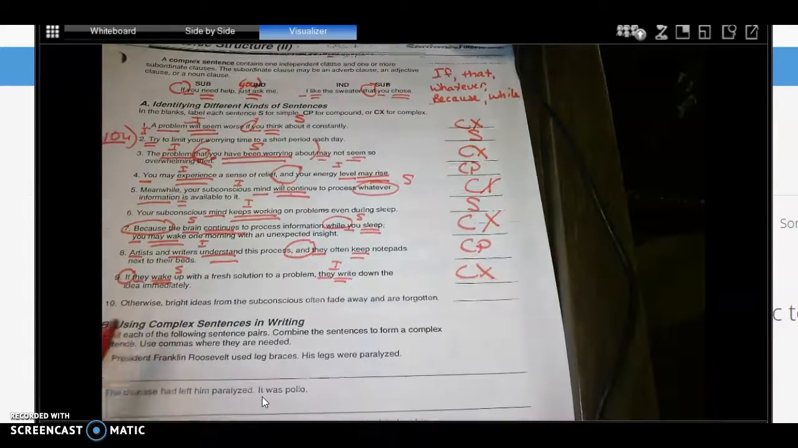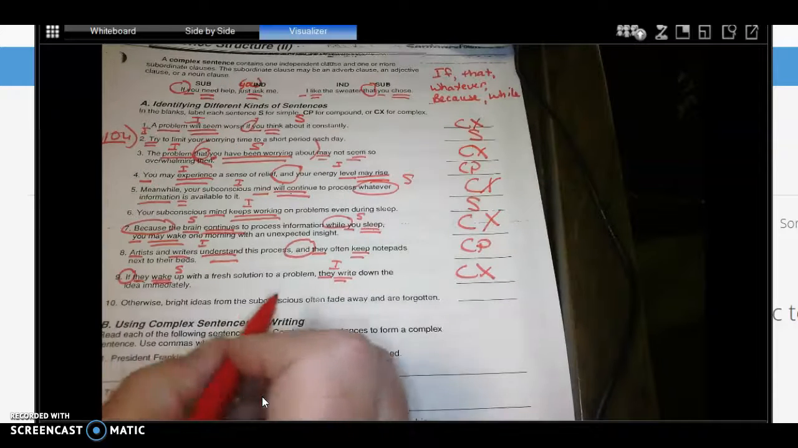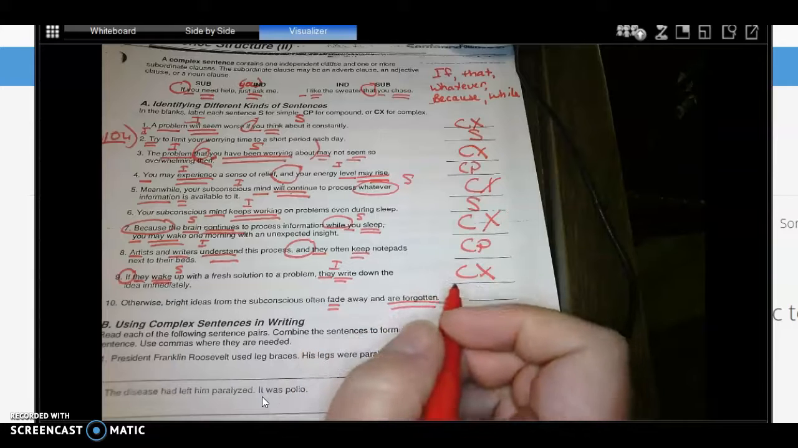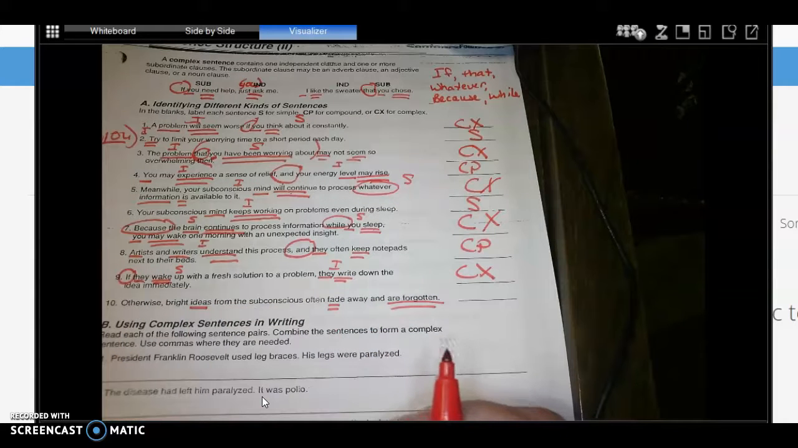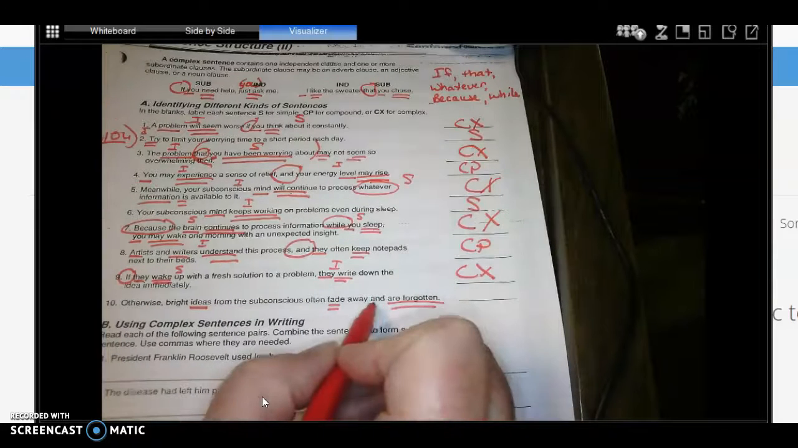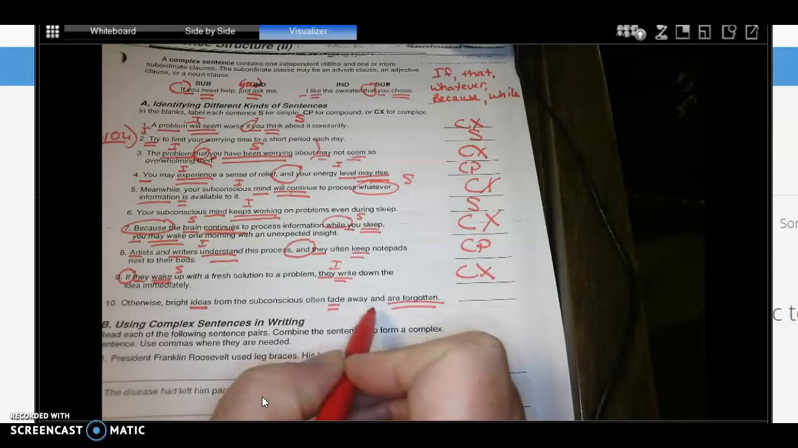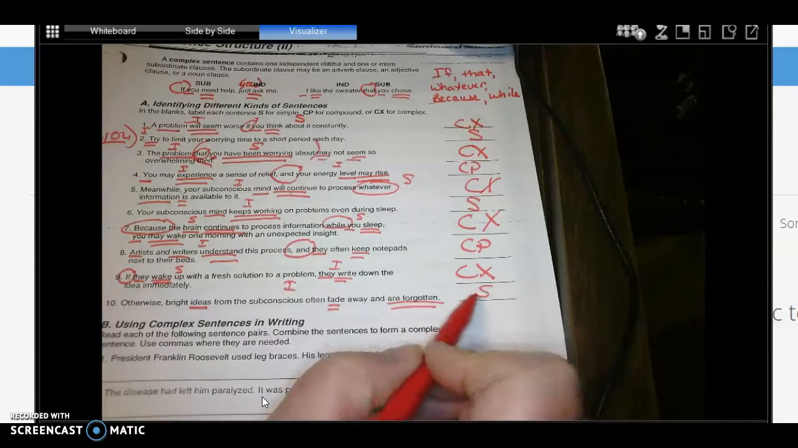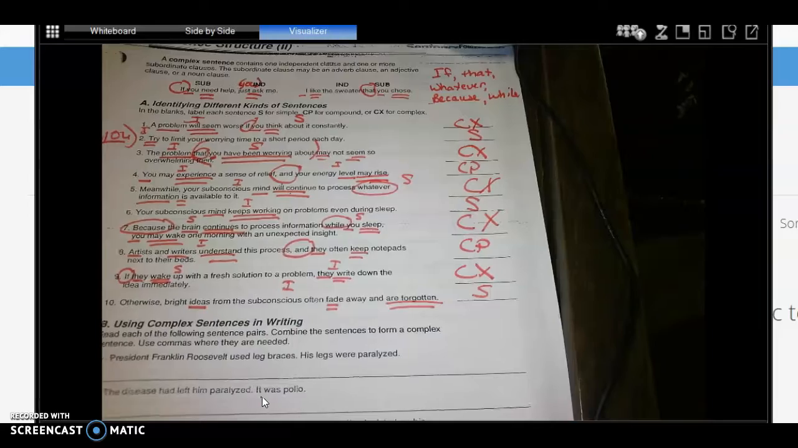Complex. Otherwise, bright ideas from the subconscious fade and are often forgotten. So we have fade and are forgotten. What ideas? So notice that I have the conjunction and here, but it doesn't have a comma. I don't have a subject on this side. This one's just, again, one independent clause, so it is simple.